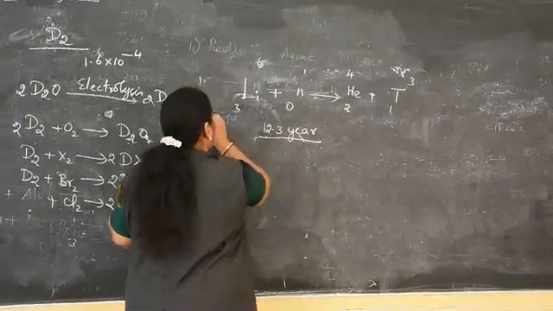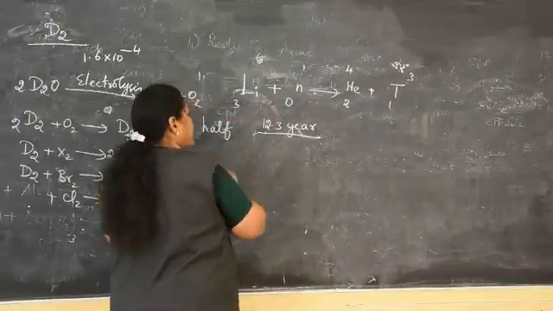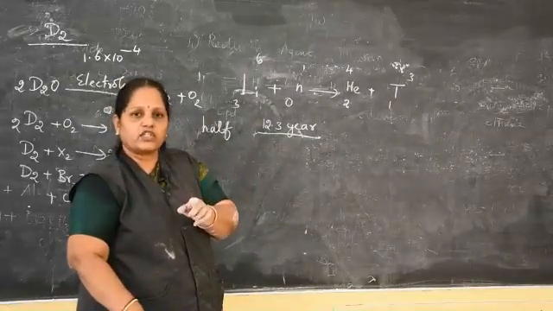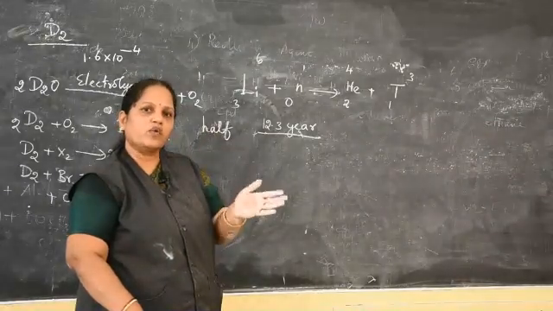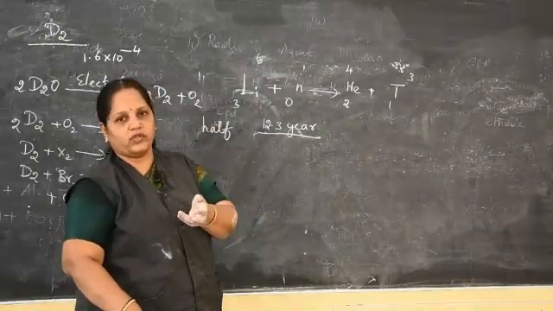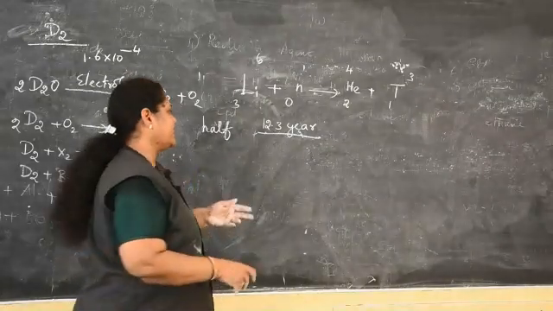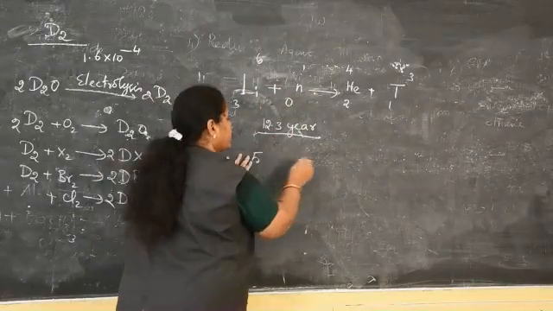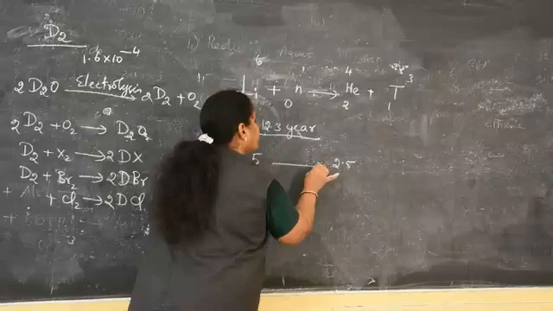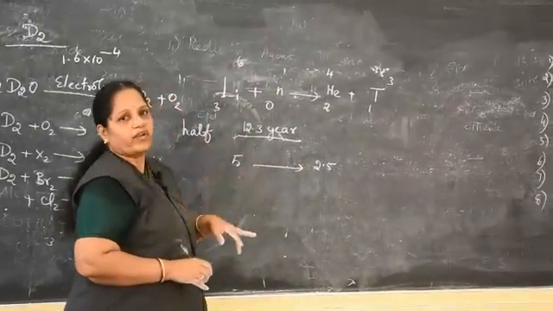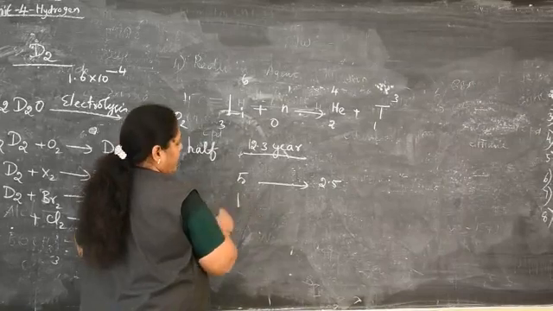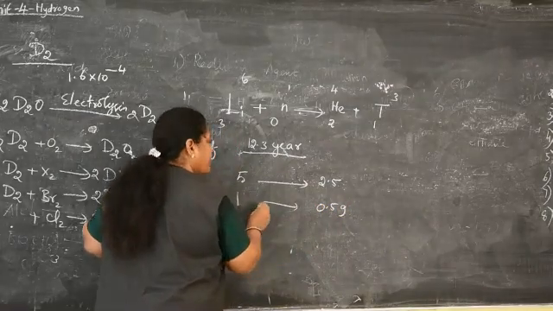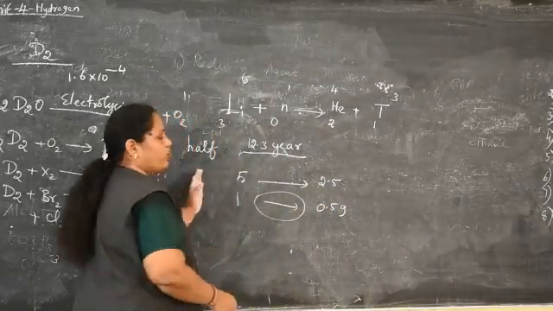One more question: what is half-life period? Half-life period is defined as the time required to reduce the amount of a radioactive element to 1/2 of its initial value. Let us consider I take 5 gram of tritium, it is reduced to 2.5. How much time is required for that? That is called the half-life period. If I take 1 gram of any radioactive element and it is reduced to 0.5 gram, the time required is called the half-life period.